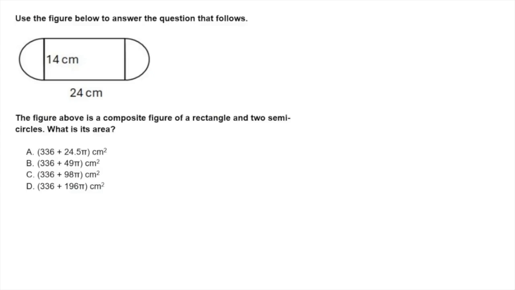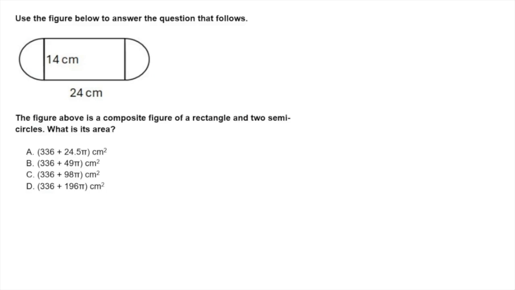Use the figure below to answer the question that follows. The figure above is a composite figure of a rectangle and two semicircles. What is the area? 336 plus 24.5 pi centimeters squared, 336 plus 49 pi centimeters squared, 336 plus 98 pi centimeters squared, or 336 plus 196 pi centimeters squared.